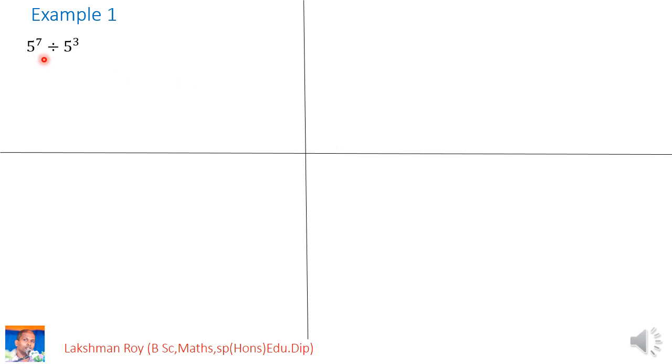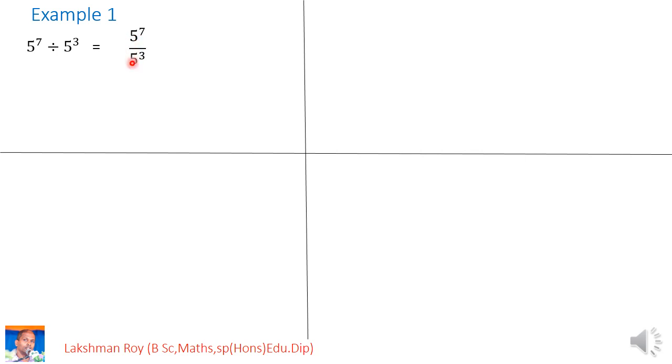Now I am going to use the index law, right? You can see both have the same base, right? So this question you can represent this way also, right? This is a normal division. If you use the line, the same thing you can write. Now you can see here, base 5, base 5, the base is the same.